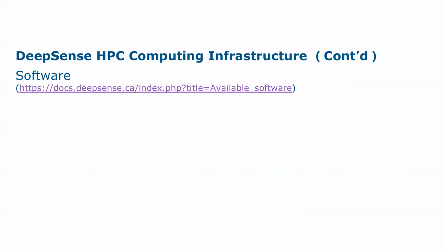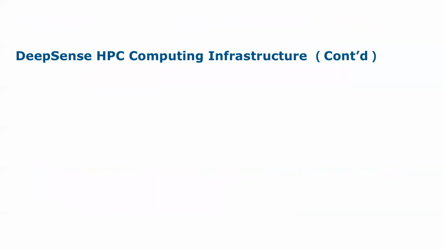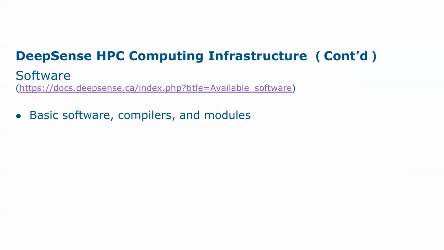We also have software on the system. We have some basic software, compilers, and modules. For example, the C and C++ compilers, Python and R compilers. These are some general purpose compilers that come with the installation of the Linux operating system. And we also have a lot of AI frameworks. These are very important software on our system for our project development.